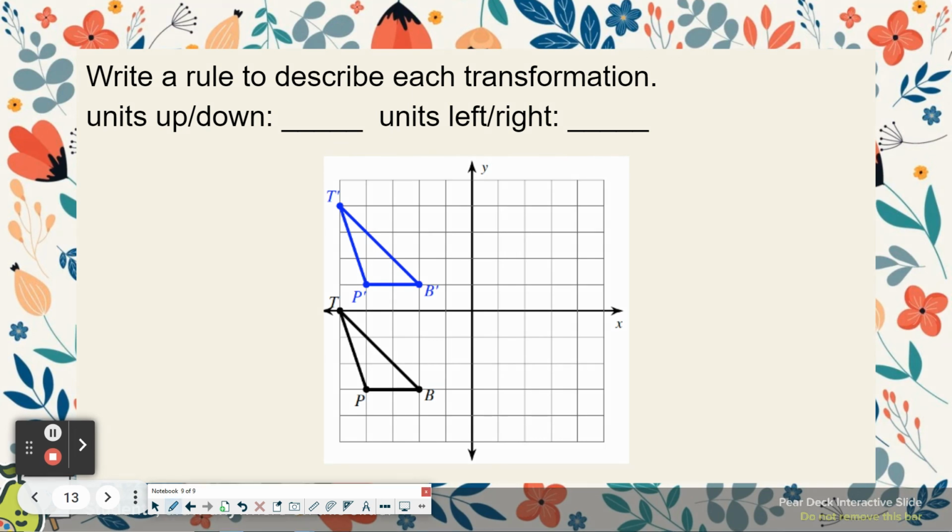Why don't you try this one? So you have to think to yourself, which triangle do I have to start with? Am I starting with the blue or am I starting with the black? And then you're going to decide if you're going up or down, and then left or right, and how many.